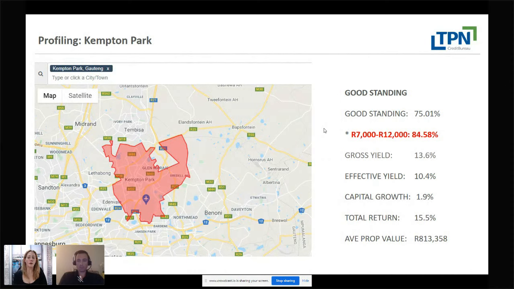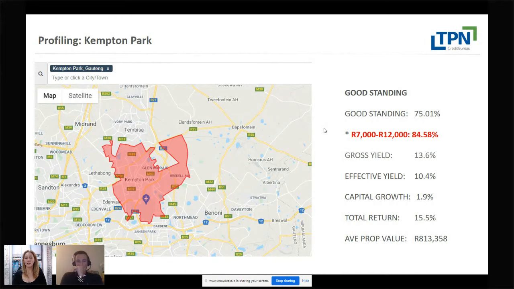This is what's so important about the data. Not only do we need to look at the data and drill down into the suburb, but within the suburb, there are properties that perform better than other properties. So our good standing ratio for Kempton Park, on the 4 suburbs that you asked me to profile, our 7 to 12,000 Rand tenants are our best performing tenants.